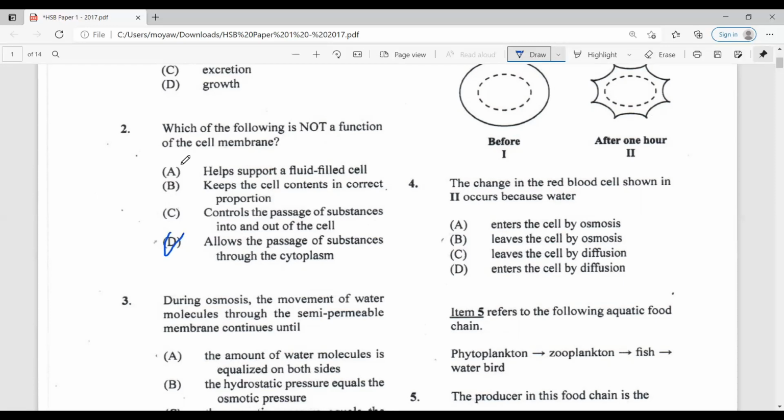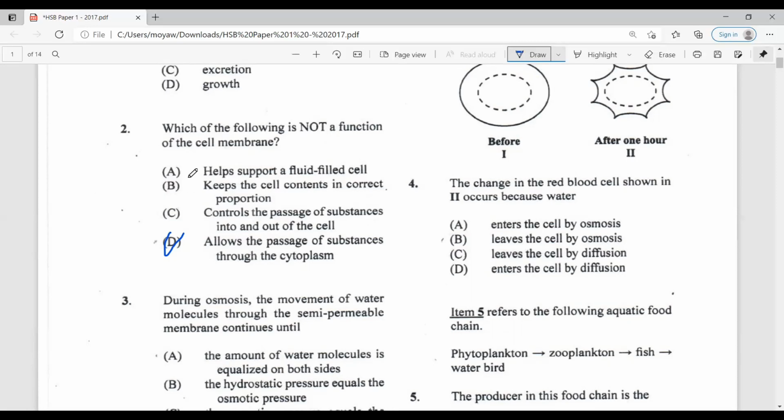The cell membrane is going to support the fluid-filled cell. Remember, the cell membrane, if we look over here, is just this external layer supporting the contents in the cell. And B, it keeps the cell contents in the correct proportion. It does that. And then C, controls the passage of substances. Everybody knows that the cell membrane is semi-permeable. Being semi-permeable means that it's going to allow substances to pass in and out of the cell. So C is definitely in it.